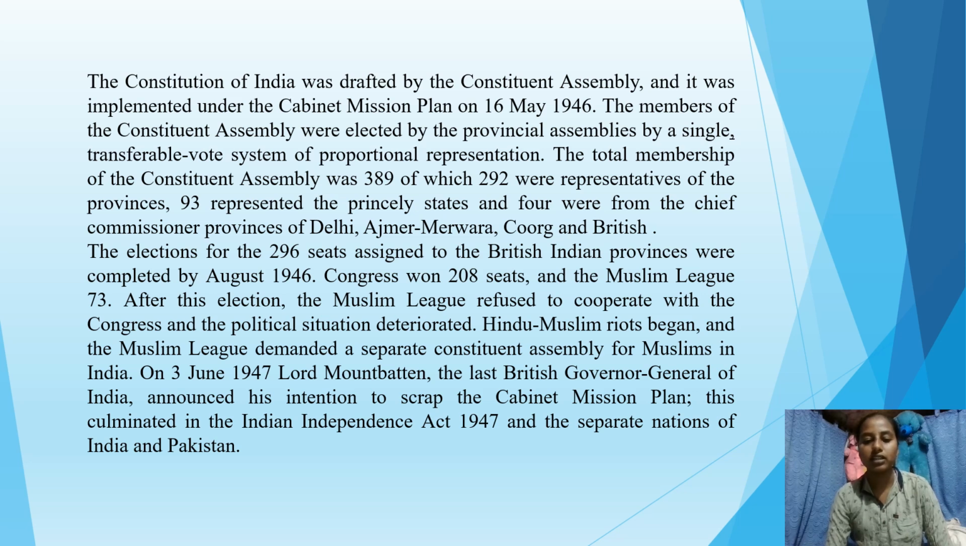Hindu-Muslim riots began and the Muslim League demanded a separate constituent assembly for Muslims in India. On 3 June 1947, Lord Mountbatten, the last British Governor General of India, announced his intention to scrap the Cabinet Mission Plan. This culminated in the Indian Independence Act 1947 and the separate nations of Pakistan and India.